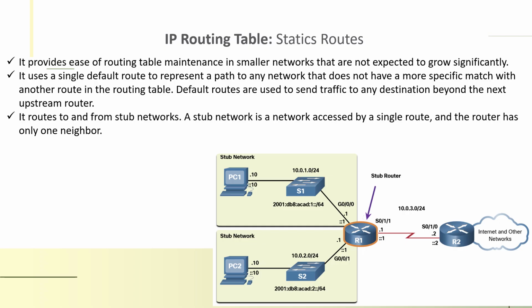Here, in this example, we can see that a static route can be configured on router 2 to reach the router 1 networks. Additionally, because router 1 has only one way to send out non-local traffic, a default static route can be configured on router 1 to point to router 2 as the next hop for all of the networks.